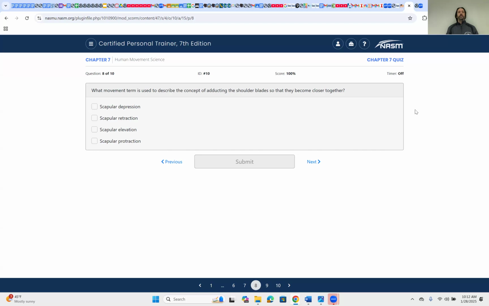So what's the answer? What movement term is used to describe the concept of adducting the shoulder blades so that they become closer together? Retraction.